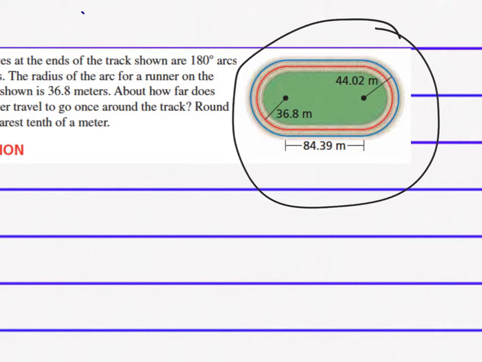So let me erase this so you can see the diagram. And I'm going to draw this maybe like a dashed line. There we go. So we have 2 semicircles. About how far does this runner travel to go once around the track, round to the nearest tenth of a meter? Tenth is 1 decimal place.